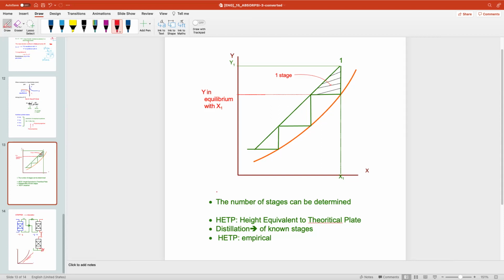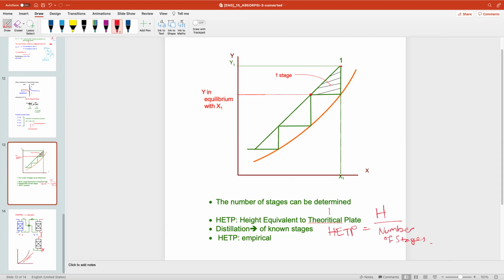So in order to find the number of stages, it's similar to the distillation column. From the top, it's always from the top. This is the equilibrium with the X one, and then this is going to be the second operating line, on stage two. So this one we call one stage. Then we can determine the number of stages, and the HETP is equal to the height calculated for the absorber column divided by the number of stages. So for example, if the height is 10 meters and you calculate three stages, the HETP is 10 meters divided by 3 stages, or about 3.33 meters.